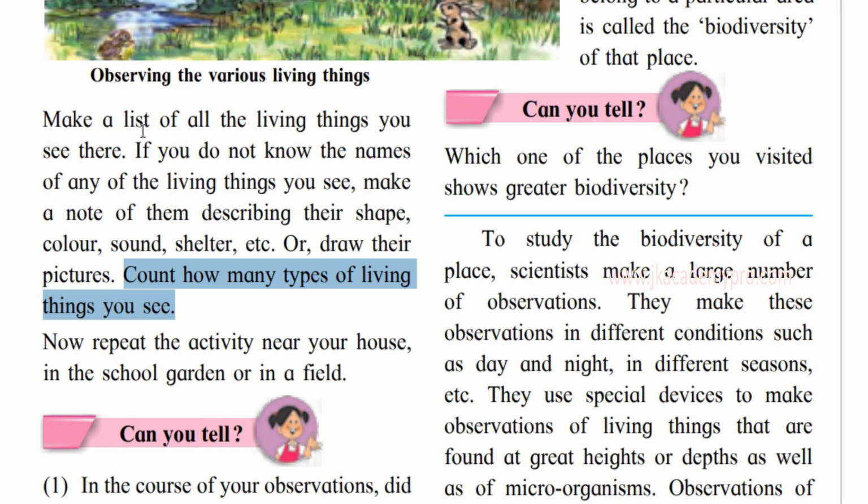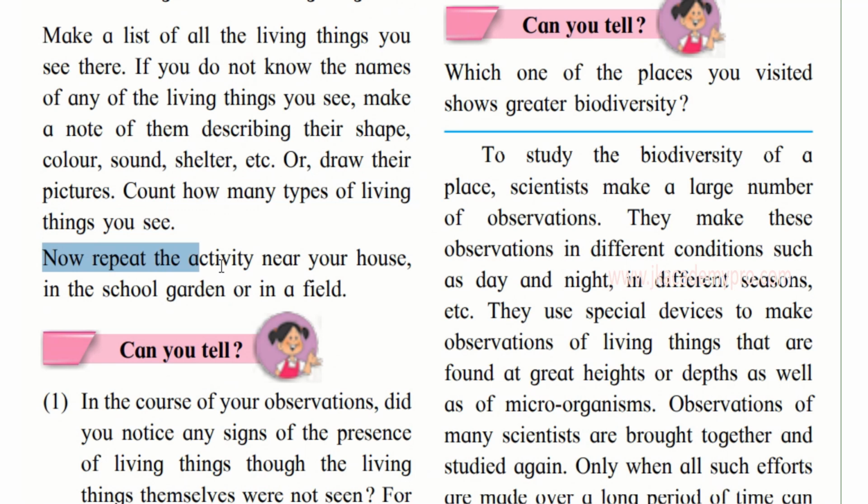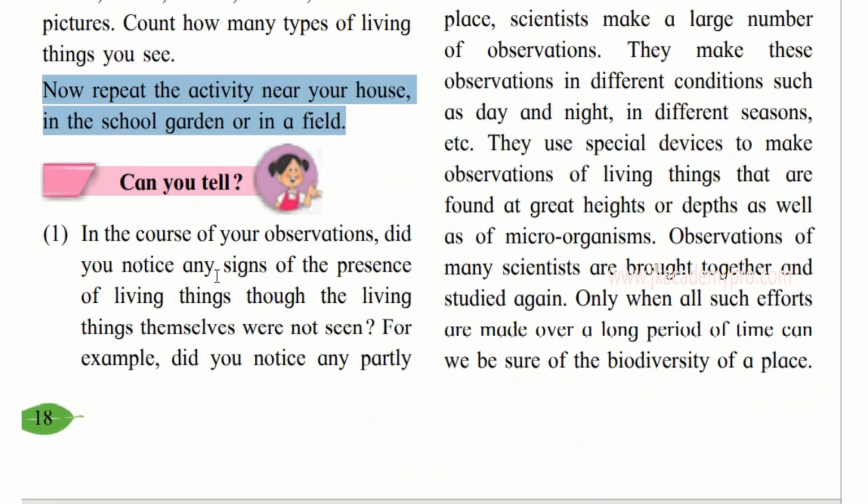Okay, so make a list of all the things you see, and then later on, repeat the activity near your house, in the school garden, or in a field. So wherever you can go, not only in the school garden. If it is not possible in the school garden, you can go around any other garden that you see, or in an open field. So repeat this activity as many times as you can. Not only very close to your house, you could go a little away, maybe to a picnic spot or something, as a family outing. But do take a notebook and write down all the living things that you see over there.